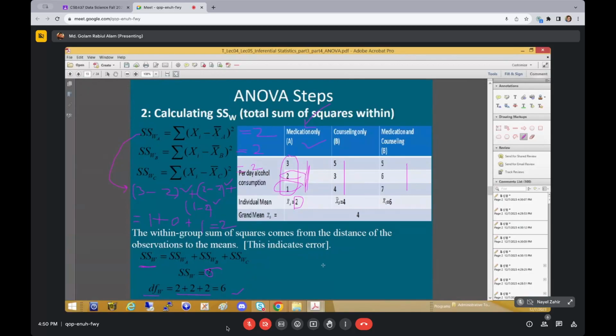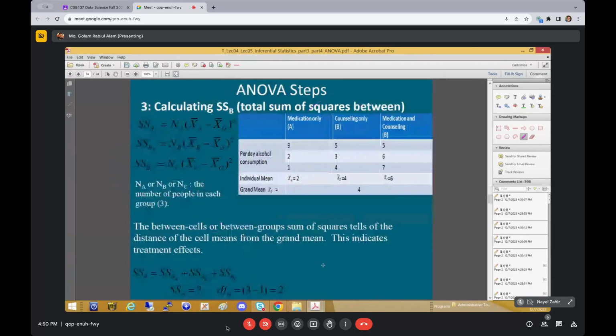So this is step 2. Next, step 3: we have to calculate the total sum of squares between. Between means one group to another group. So this group and this group, and this group and this group, like this. Okay, so here SSBA.